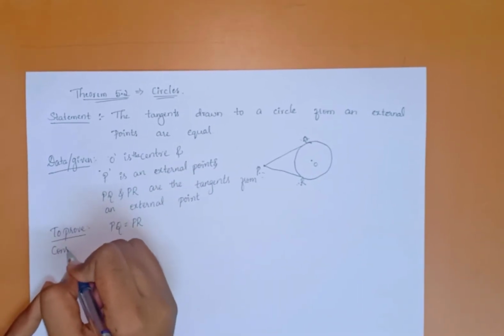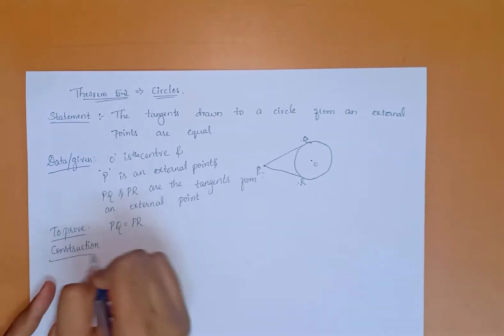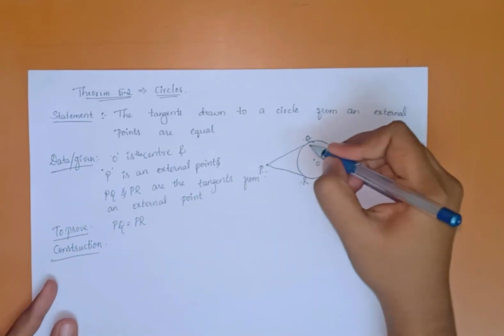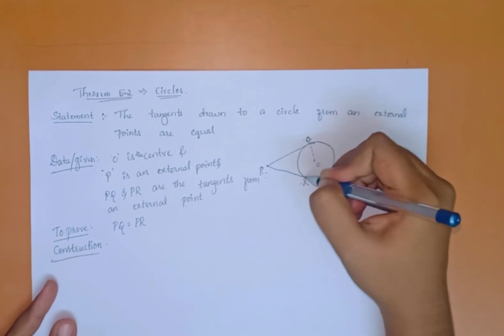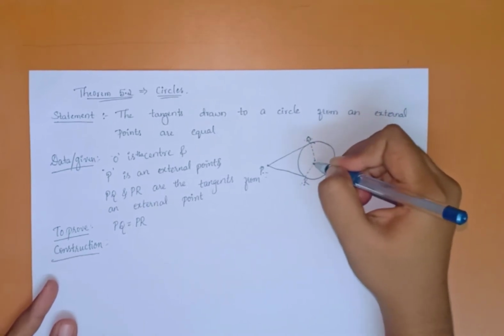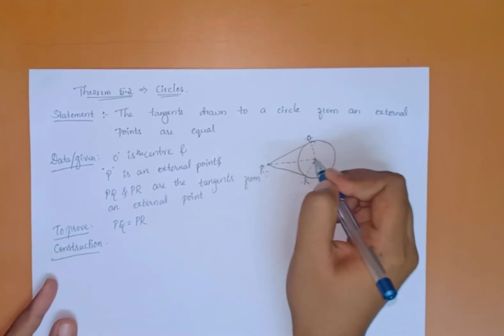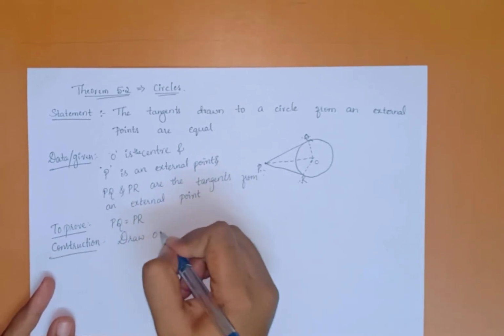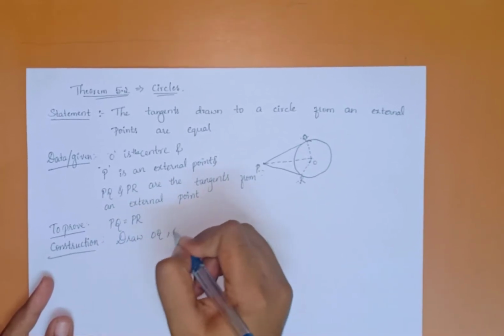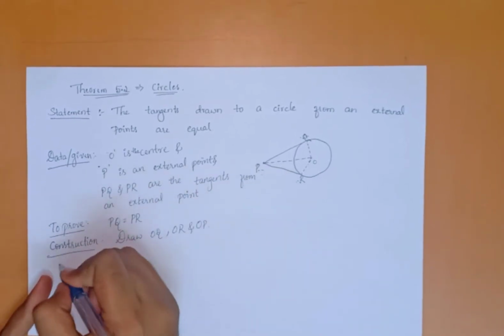Next, construction. Now I'll do the construction in dotted lines. I'll join OQ and OR, and after that, the external point, OP. So draw OQ, OR and OP.